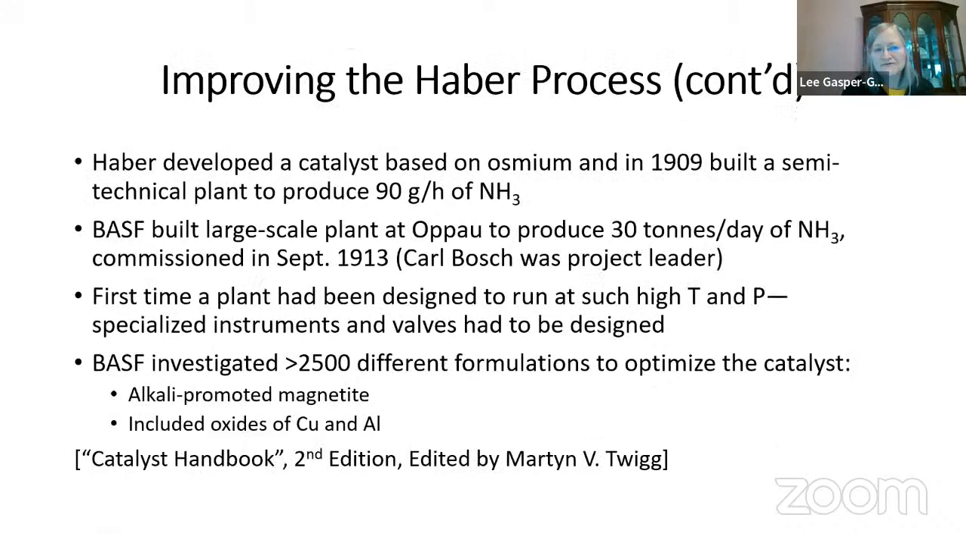Okay, so Fritz Haber developed a catalyst based on osmium. And in 1909, he built a semi-technical plant to produce small amounts of ammonia. And then BASF scaled it up at the plant at Oppau to produce 30 tons a day of ammonia, and commissioned that one in September of 1913. Most notably, Carl Bosch was the project leader, and I think everybody probably recognizes that name, Bosch.